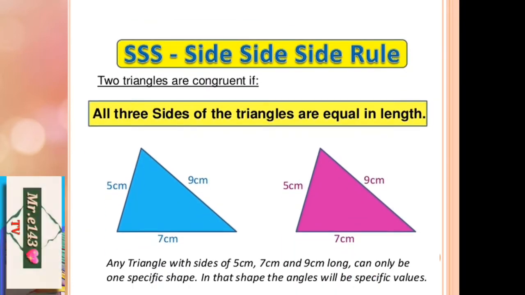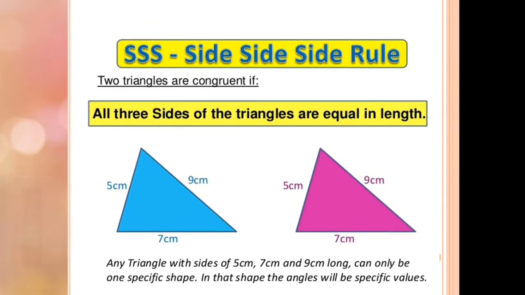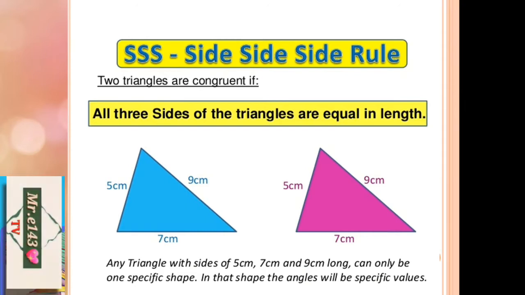Ito na yung mga rules. Gaya ng SSS, which is the side-side-side rule. Two triangles are congruent if all three sides of the triangles are equal in length. Ibig sabihin, ang dalawang triangles are congruent kapag all three sides are equal in length, equal in measure. So, gaya ng example natin, we have two triangles.